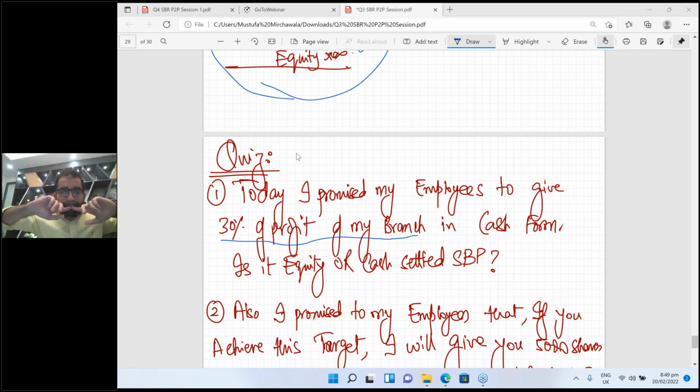Listen, what is the name of IFRS 2? Tell me the name. The name of IFRS 2 is share based payment. So whenever you promise your employees to give shares or cash related to the market price of your own shares, then this is IFRS 2. Otherwise, it's not IFRS 2. Read this question.